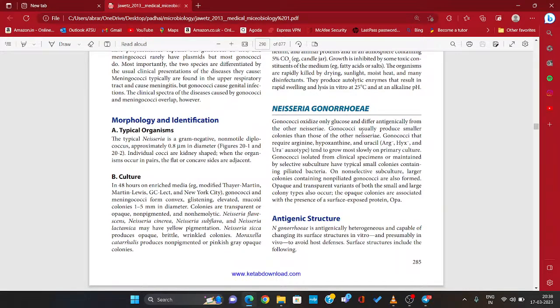Gonococci isolated from clinical specimens or maintained by selective subculture have typical small colonies containing piliated bacteria. On non-selective subculture, larger colonies containing non-piliated gonococci are also found. Opaque and transparent variants of both the small and large colony types also occur. The opaque colonies are associated with the presence of surface exposed outer membrane protein OPA.